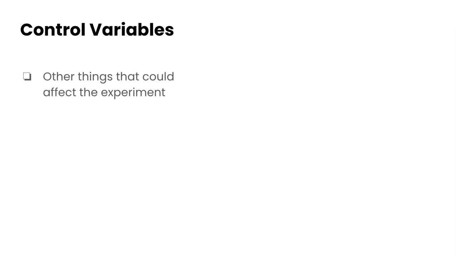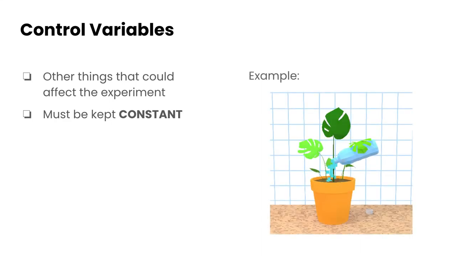Now, the other kind of variable we have are control variables, and these are other things that could affect the experiment. They need to be kept constant because you only want to measure the effect of one thing that could affect the experiment. So everything else should be controlled or should be kept the same.